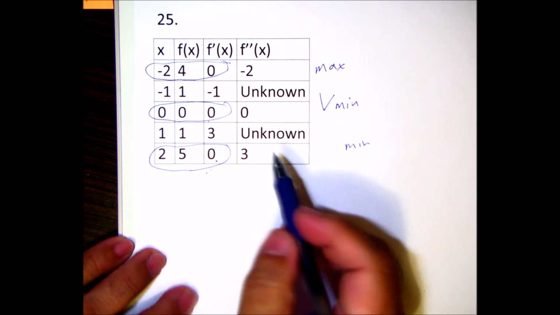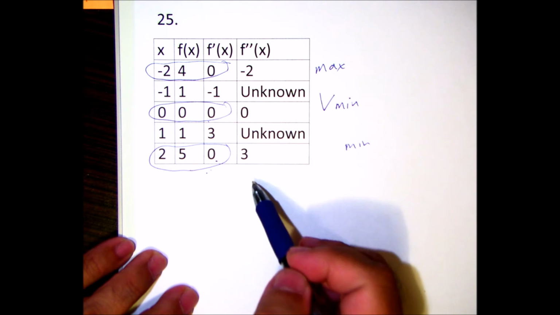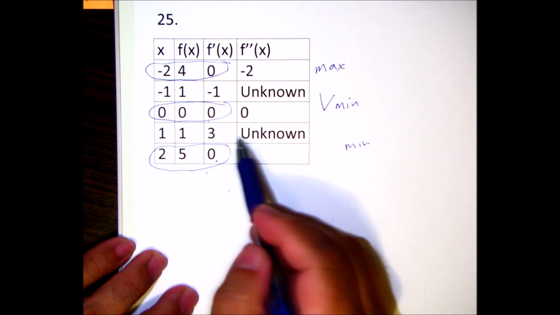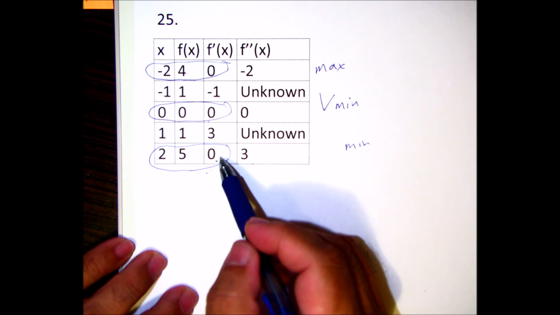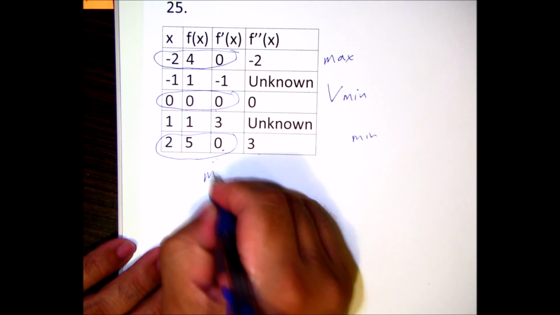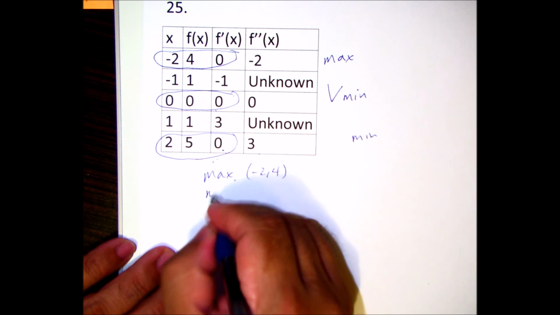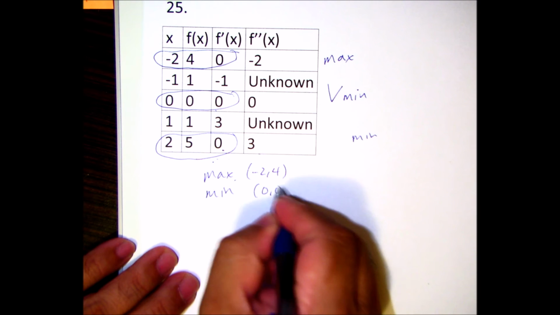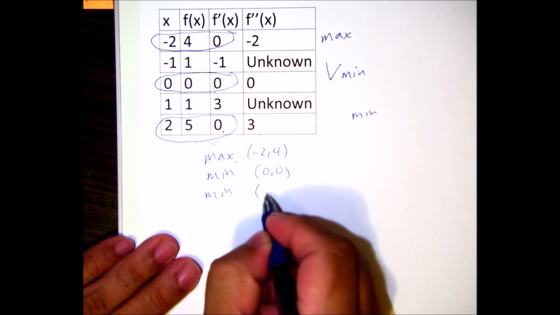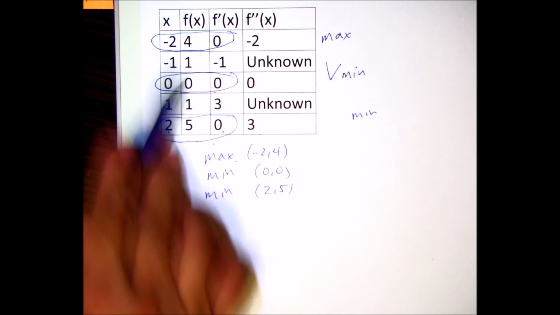All right. This is increasing. I think this is just a contradiction, but we'll just go with the information they're given. So this is probably just a lousy problem. Okay, so we have a max, rather. Max at -2, 4. We have a min at 0, 0. And we have another min at 2, 5. I'm looking at the ordered pairs here. These are the ordered pairs of the points.